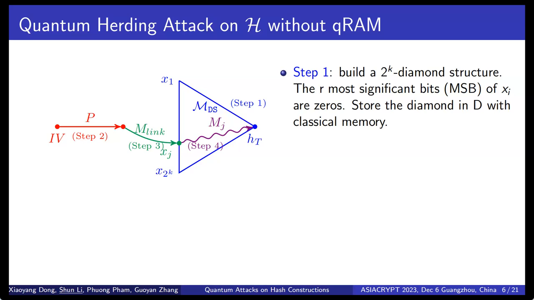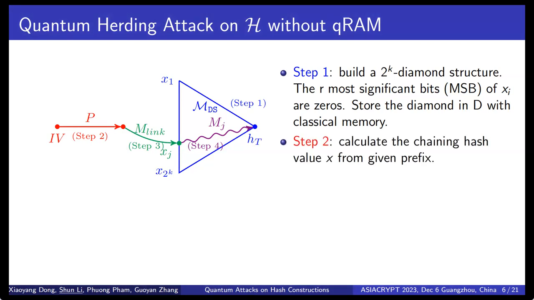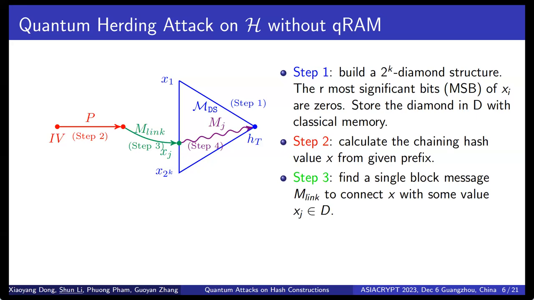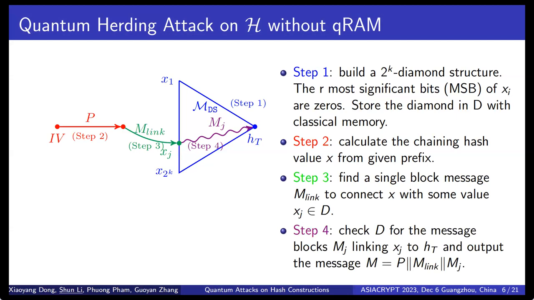I'm showing a figure. In step one, we build a 2^k diamond structure to make the most significant bits of the hash to be zeros, and store the diamond in D with classical memory. In step two, we calculate the chain hash value x from a given prefix p by the challenger. In step three, we find the single block message m_link to connect x with some value x_j belonging to the diamond structure D. And in the last step, we check the diamond for message blocks m_j linking x_j to h_t, and output the message m as the concatenation of p, m_link, and m_j.